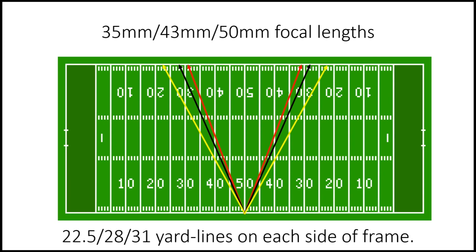So let's look at all of them next to each other. Here we have the 35 in yellow, the 43 in black, and the 50 millimeter in red. And down below here on the bottom, I have the respective yard lines they would cut out, right? Again, just recapping, the 35 would cut out at about the 22.5, the 43 would cut out at about the 28, and the 50 would cut out at the 31.